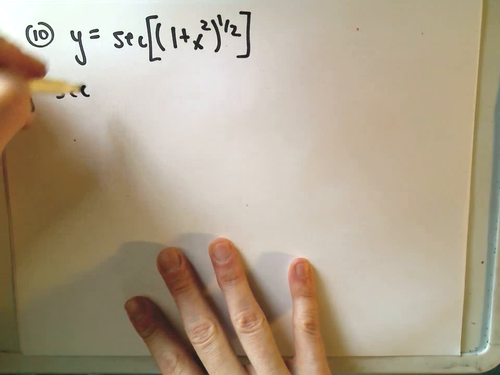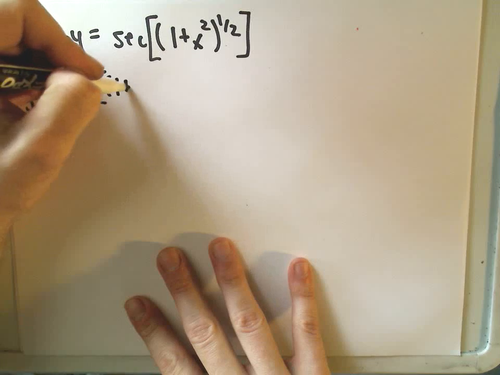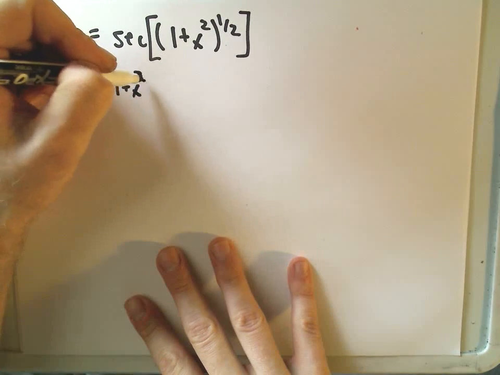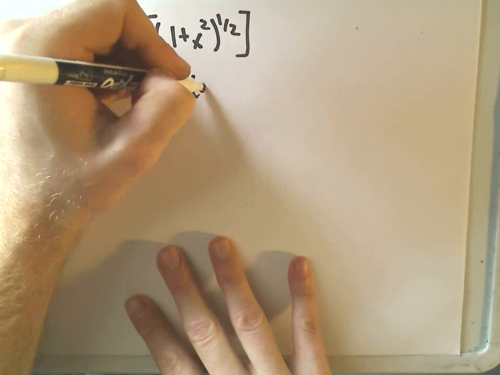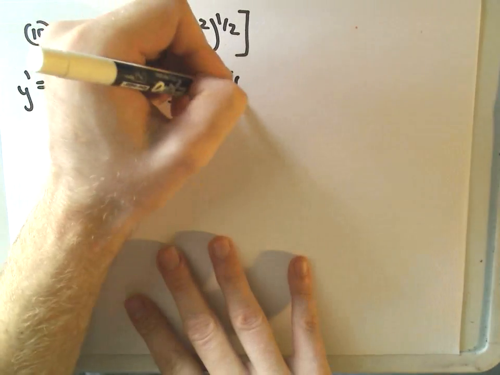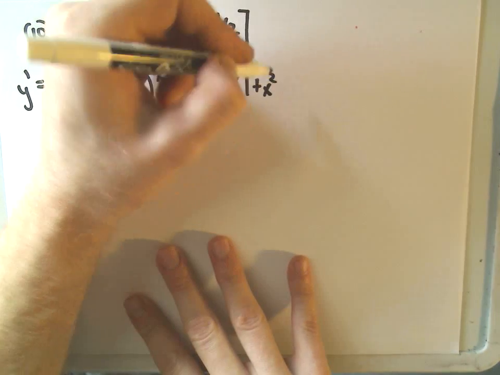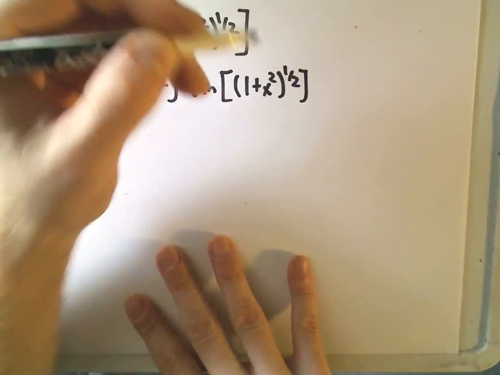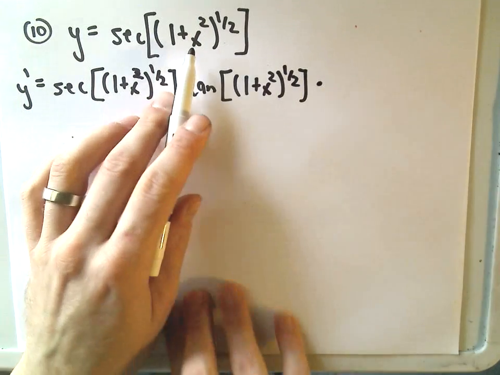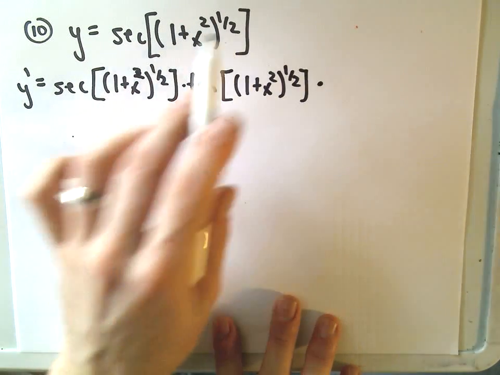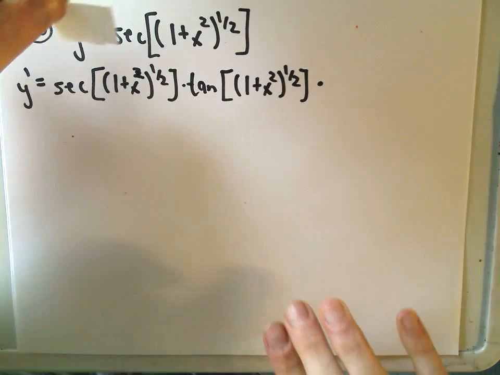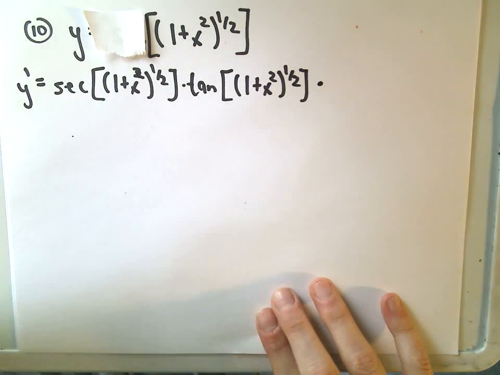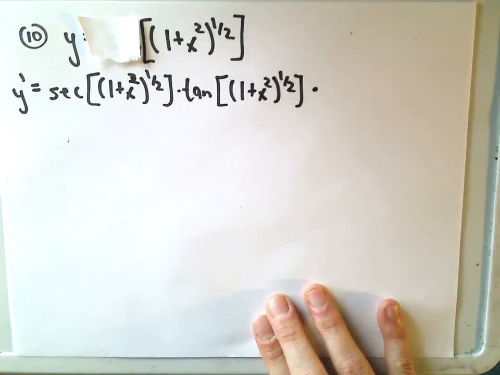So we'll get secant of the inside stuff, so 1 plus x squared to the 1/2, secant and tangent of the inside stuff, 1 plus x squared to the 1/2. But now by the chain rule, we have to take the derivative of the inside. But this again, I think, is where it's a little tricky, because we're actually going to have to use the chain rule a couple times. So to me, we've kind of done the secant portion of the derivative at this point.